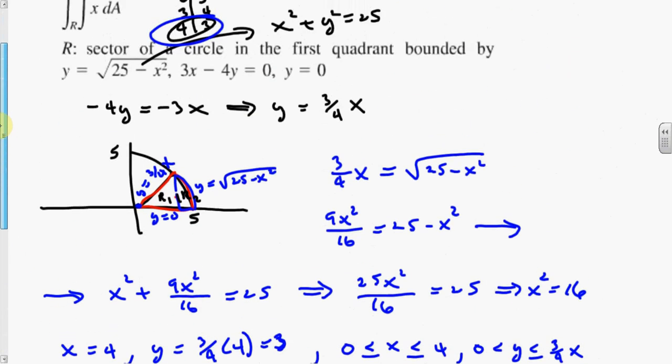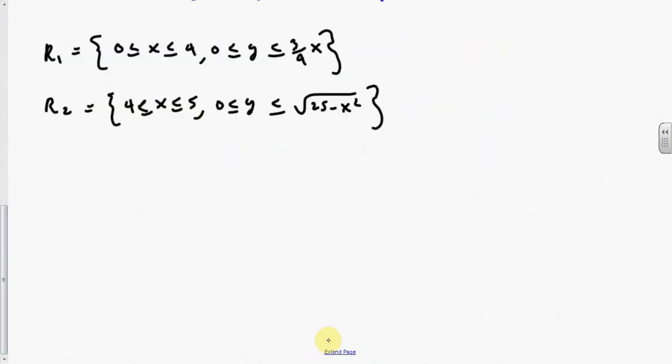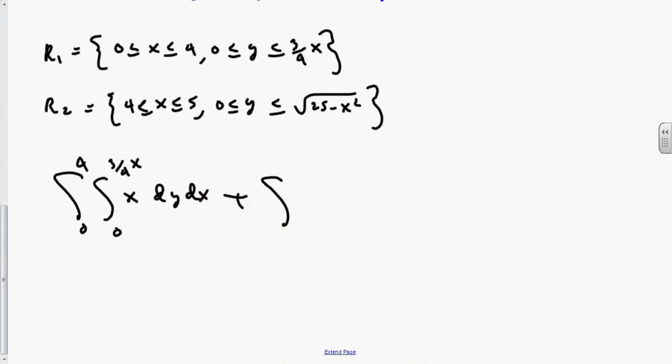Now, this problem here is this double integral of x. This is from 0 to 4, and this is from 0 to 3 over 4 x, dy dx, plus the integral from 4 to 5, the integral from 0 to the square root of 25 minus x squared, of x dy dx. And this was vertically simple. Right? I told you that it may be easier sometimes to compute it horizontally simple. This is vertically simple here.